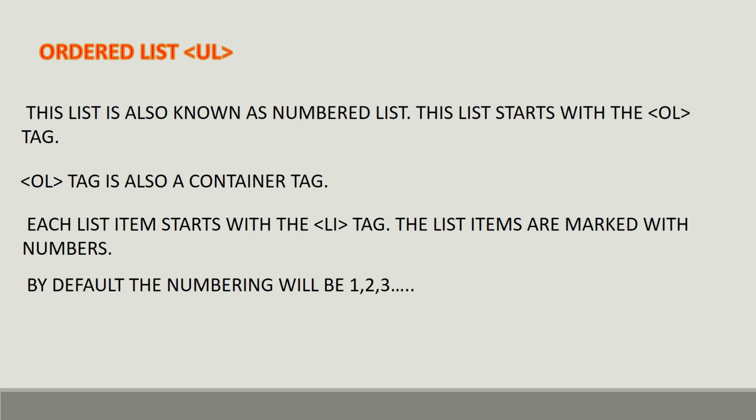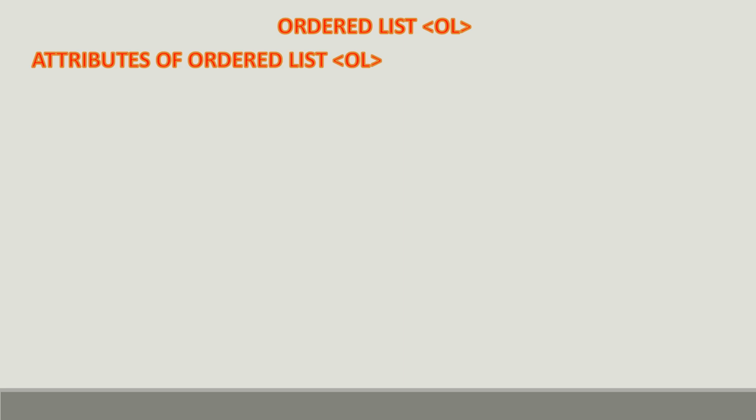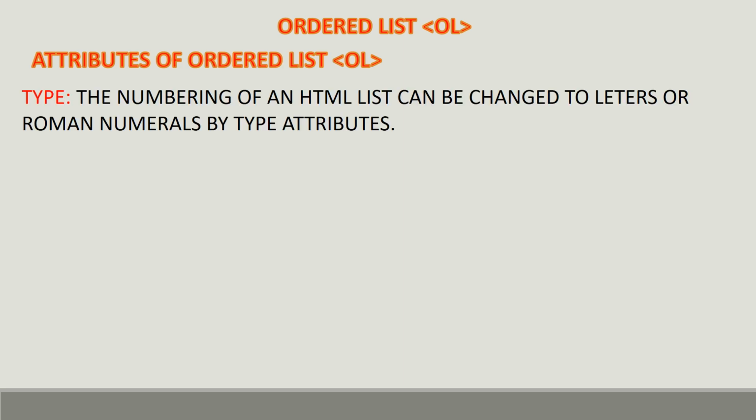Fine. So by default the numbering will be 1 2 3, and you can also adjust the numbering using the type attribute. Here also you find there are two attributes of your ordered list. One is your type and the other is your start. So let's see what the type attribute is. Attributes of the ordered list, here type. The numbering of an HTML list can be changed to letters or Roman numbers by its type attribute. So the syntax is here, OL type is equal to value.